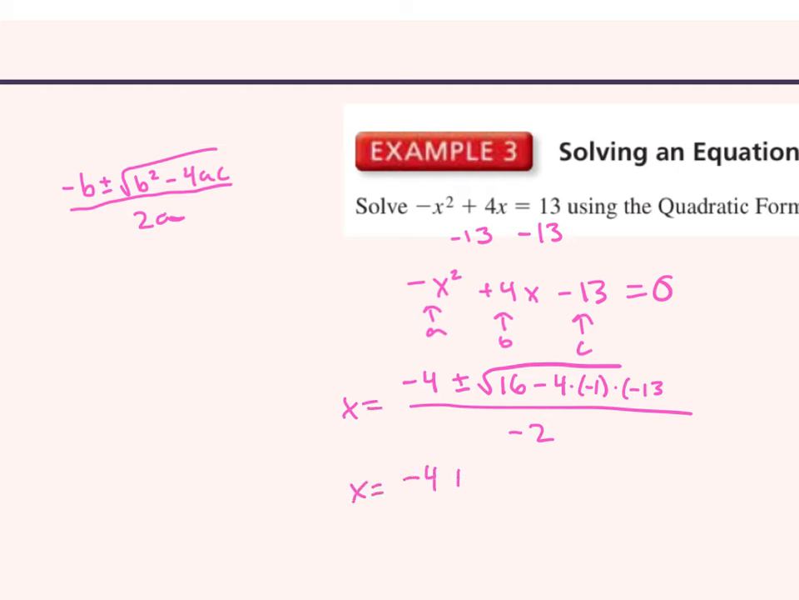So negative 4 plus or minus the square root 16 minus, so we have to do negative 4 times negative 1 times negative 13. This is going to be a negative number because there's 3 negatives. 4 times 1 is 4. 4 times 13. Let's do that on the side here. 13 times 4. 4 times 3 is 12. 4 times 1 is 4. So 52 over negative 2.